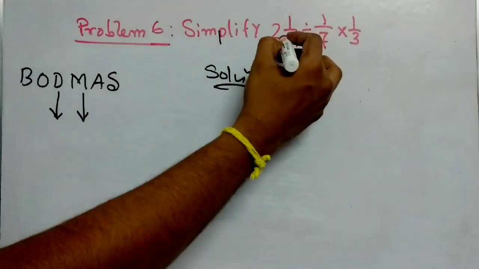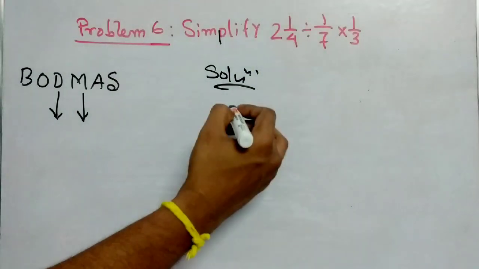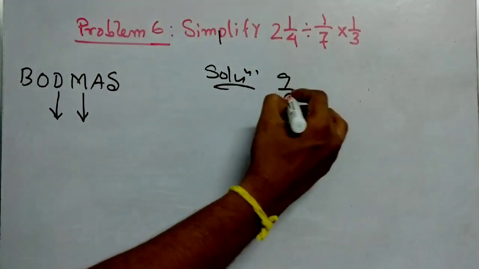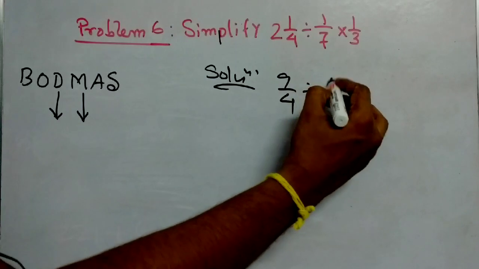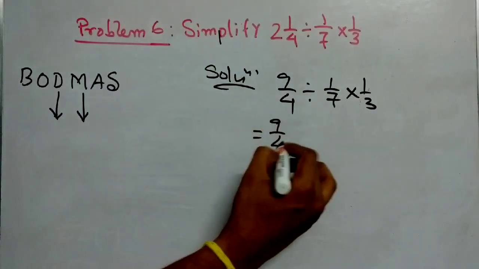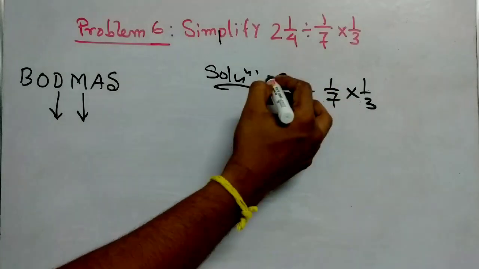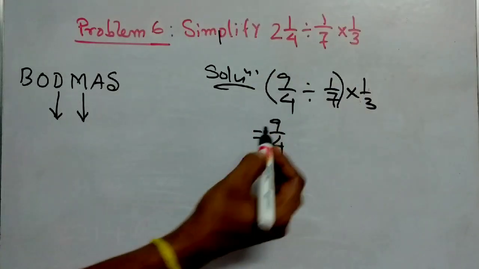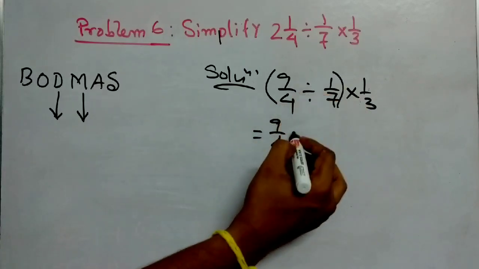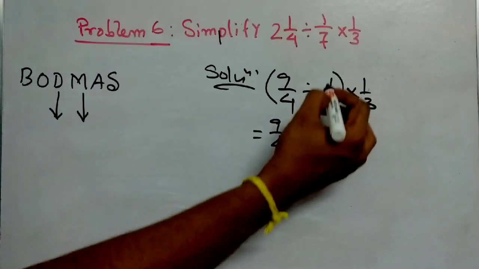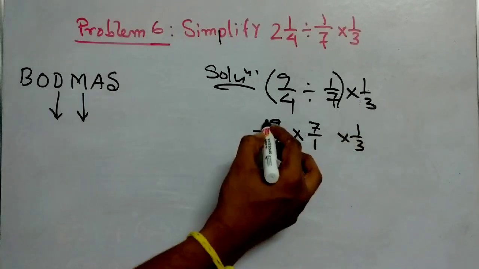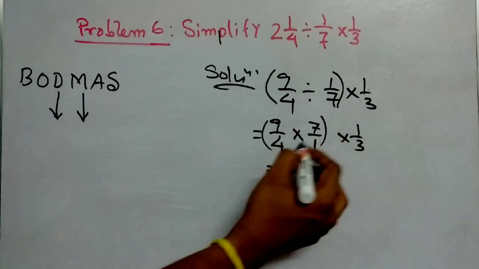This is 2 whole 1 by 4. Let's convert it into an improper fraction, that is 9 by 4 divided by 1 by 7 into 1 by 3. Now this is 9 by 4. This is division, so we will do this first. So 9 by 4 divided by 1 by 7. This division sign will be converted into a multiplication sign, and this 1 by 7 will be 7 by 1. Now multiplied by 1 by 3. So this result will be multiplied by 1 by 3.